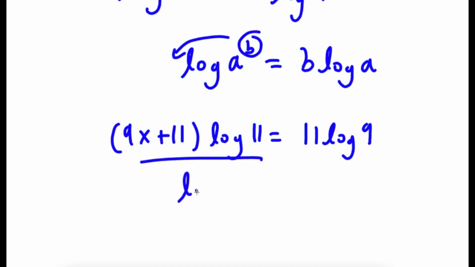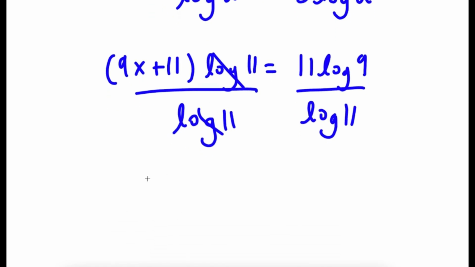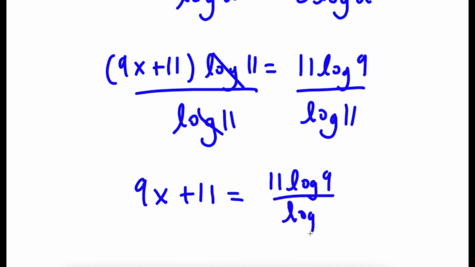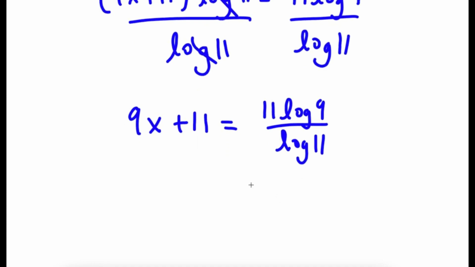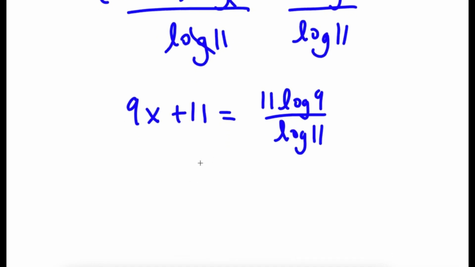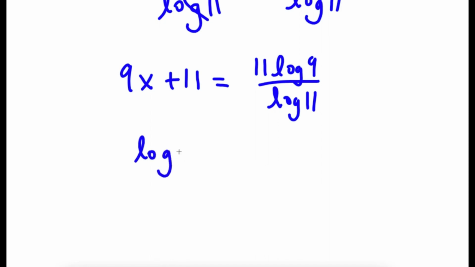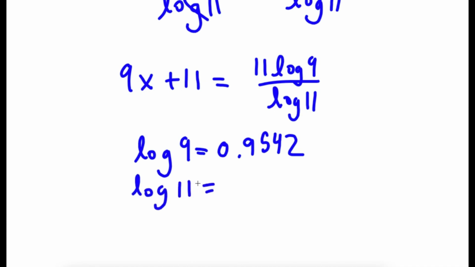Now if I divide both sides by log 11, these two cancel out, and I have 9x plus 11 is equal to 11 times log 9 over log 11. And now log 9 is equal to 0.9542, and log 11 is equal to 1.0414.